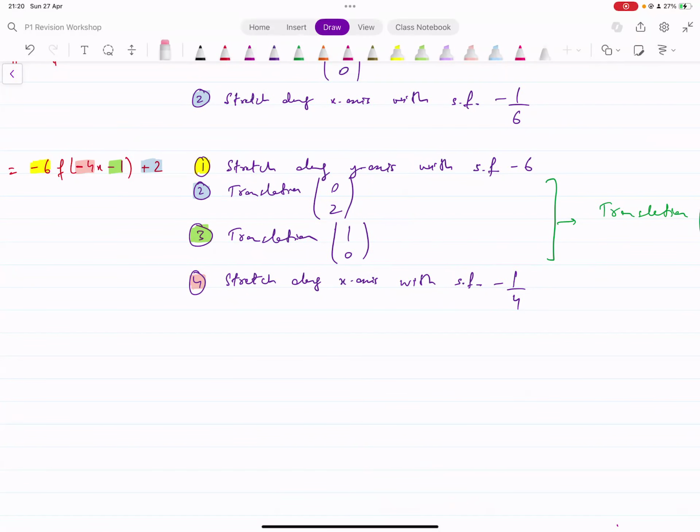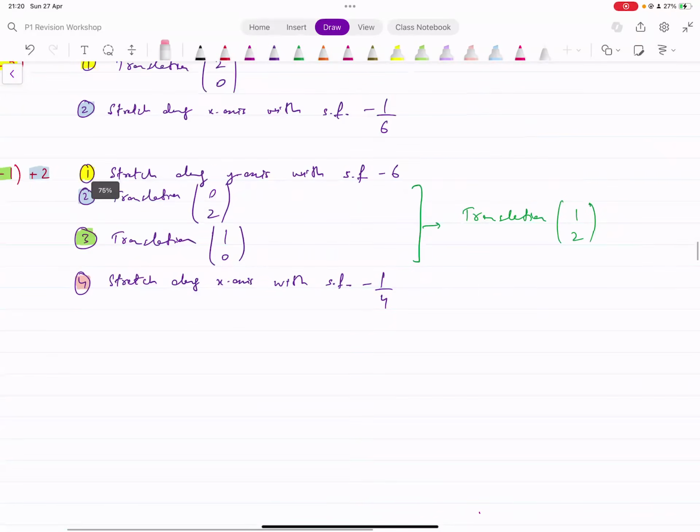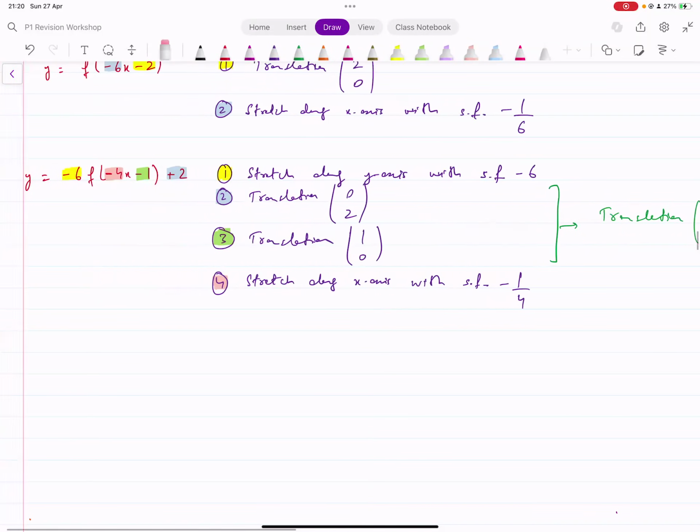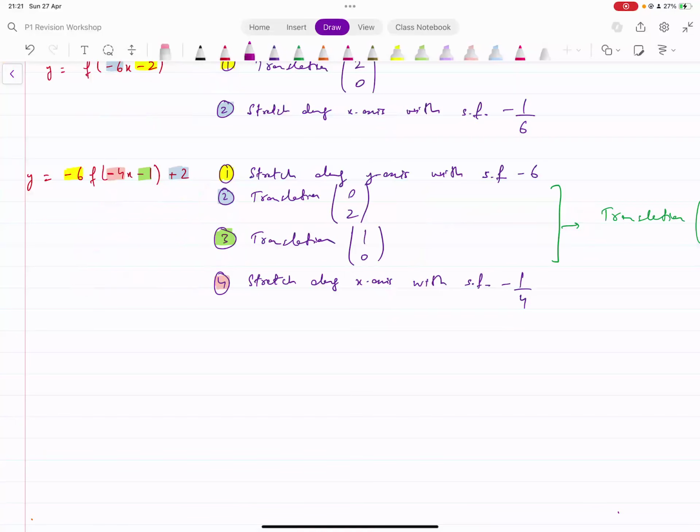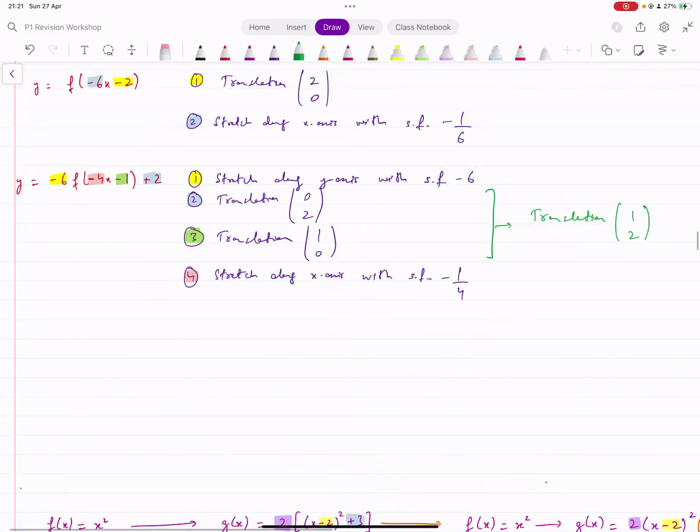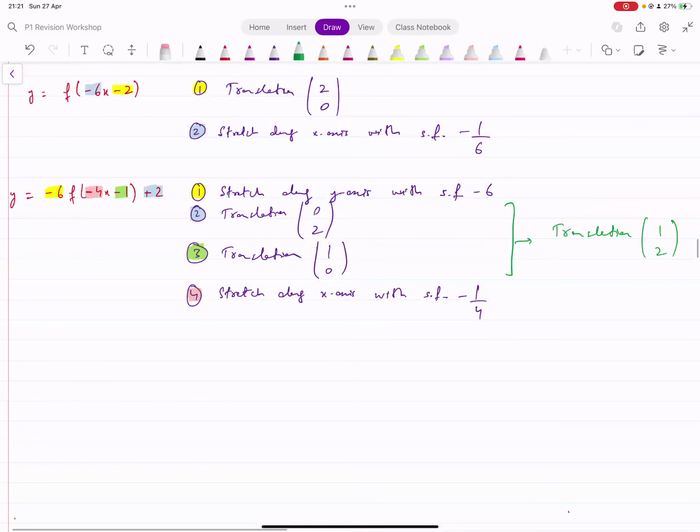it's also possible to combine them as a single transformation and single translation, and you can say 2 and 3 could be combined to give 1, 2, and that will also be acceptable. Okay. However, if you had another transformation between these two translations, then you could not combine them. Then that would not be allowed. But if two translations are coming one after the other, then it's possible to combine them and write them as a single translation as well, and that will be fine.